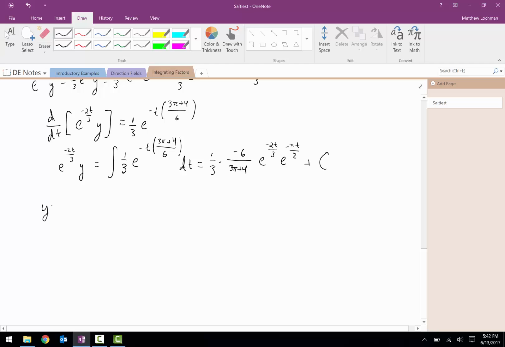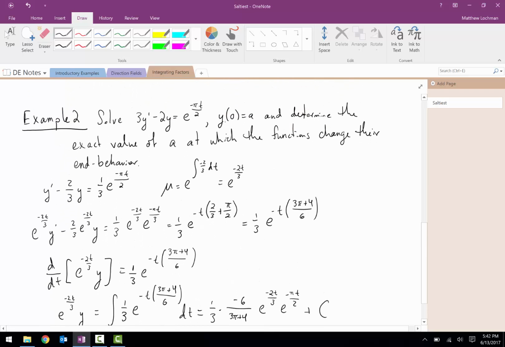Then the next step, as in the first example, is to divide everything by the thing in front of y. So the general solution is going to be, and I'll do a little bit of simplification here, minus 2 over 3 pi plus 4. When I divide by e to the minus 2t over 3, it cancels the one on this side, which is why I split it up again. So really, we just have this. And when I divide c by it, I can bring it up into the numerator by changing the power to a positive exponent. All right, so there we have the general solution.